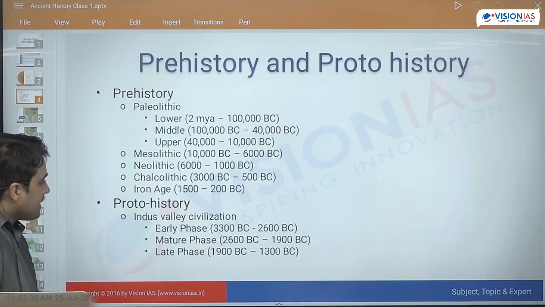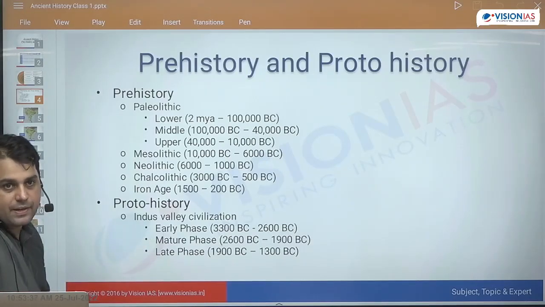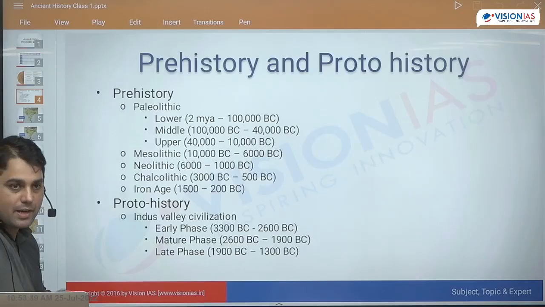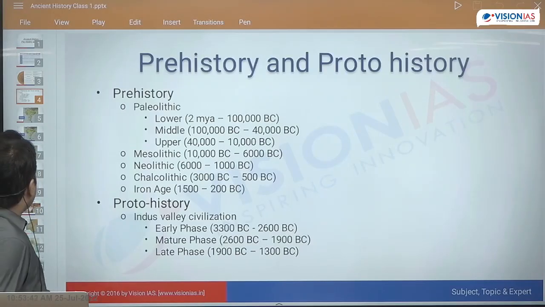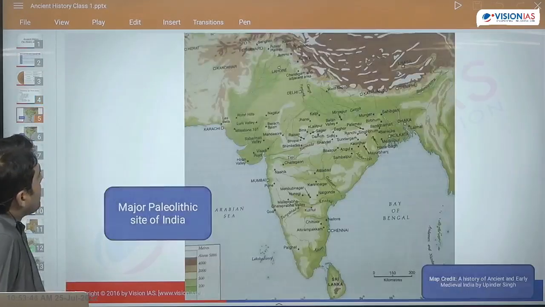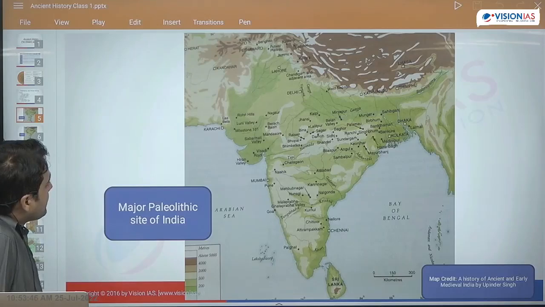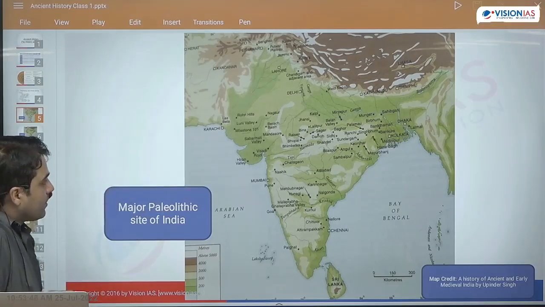Protohistory basically means Indus Valley civilization in the context of India, and the reason is very simple, that you have written record but you have not been able to decipher it. Anyways, I was talking about Paleolithic sites. We find Paleolithic sites across the country.